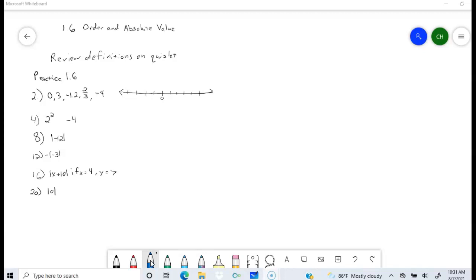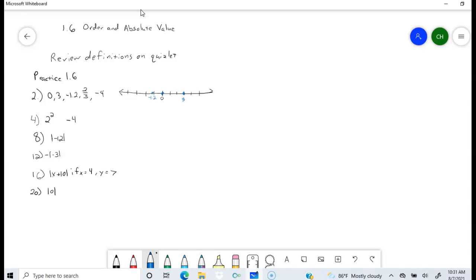So on number 2, it wants us to plot on a number line, on a separate number line, each of these points. Pretty straightforward. 0, we're going to plot on 0. 3: 1, 2, 3. Negative 1.2. Well, there's negative 1, so negative 1.2 is right beside it. And I'll write negative 1.2.